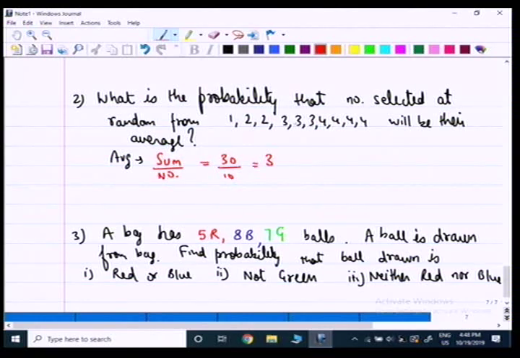It is asking us to find the probability that the number selected at random will be their average. So 3 is present how many times? 3 times. So 3 favorable outcomes are there, divided by the total number of outcomes, 10. So 0.3 is the answer. Yes, CC4, that's right. Now try the third one. Next question, based on the balls.